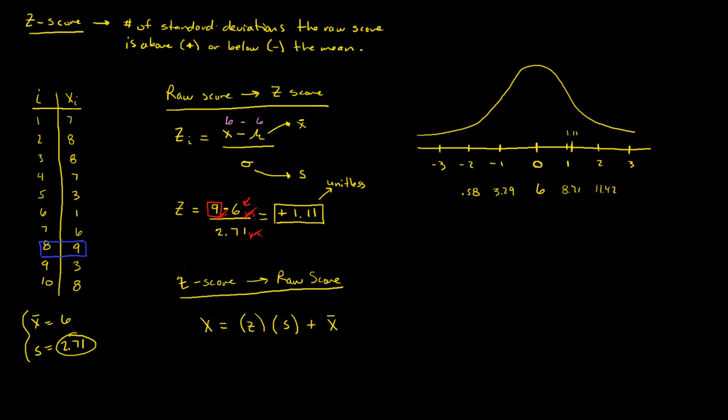So if we took our x and plugged and chugged these numbers, the z-score, again still operating off of this 9, you put 1.11 in, multiply it by the standard deviation of 2.71, and then add to that the mean, which was 6, then what you would pop back out is a raw score of 9. And so you can go back and forth. You can calculate from a raw to a z, a z to a raw, just back and forth.